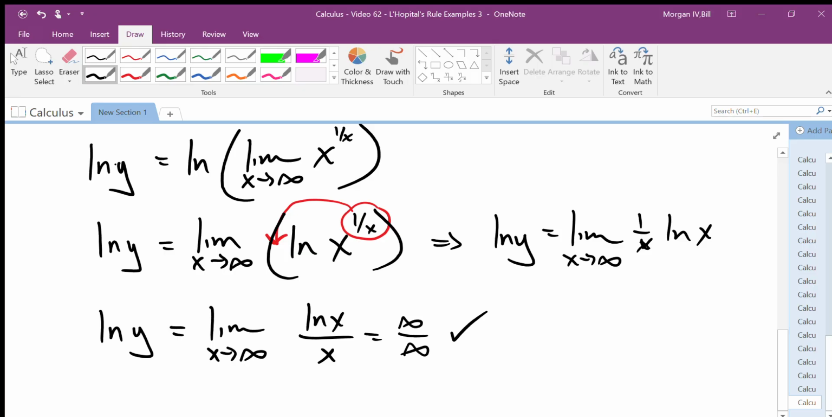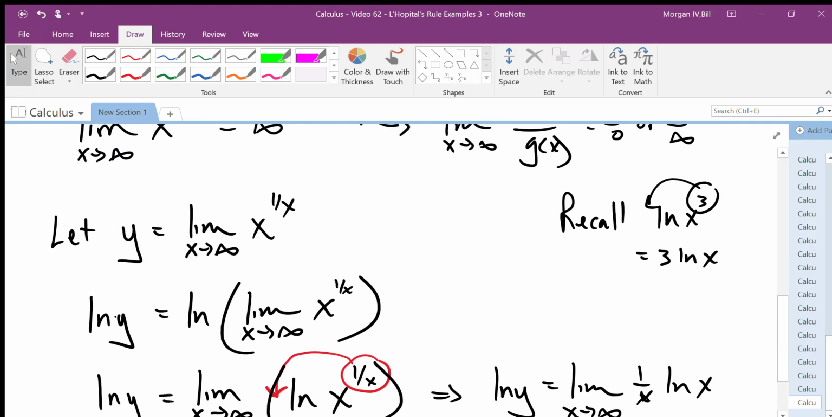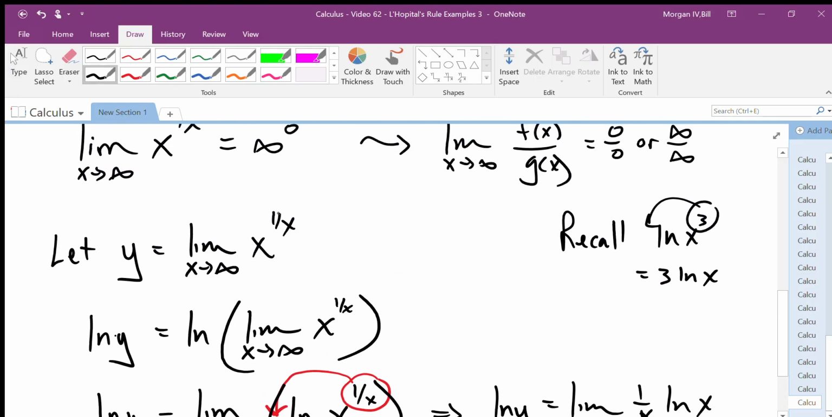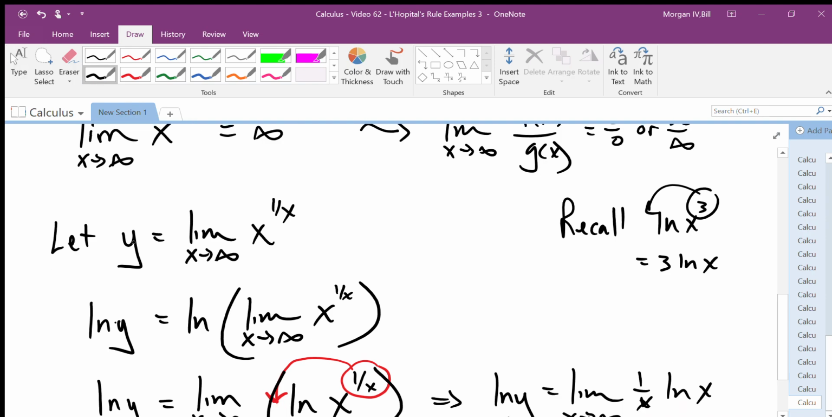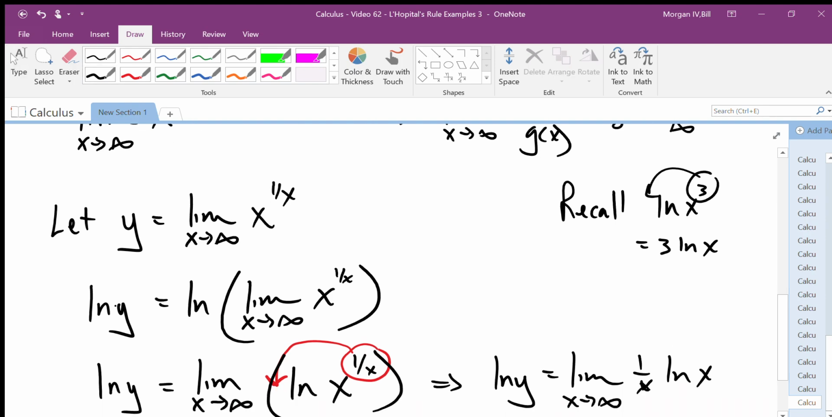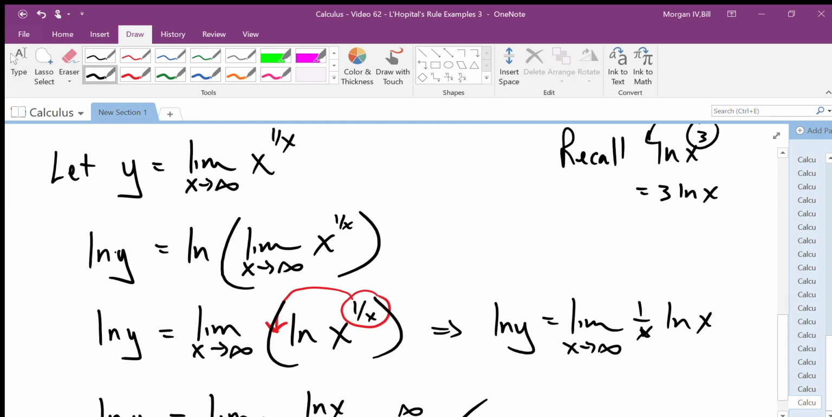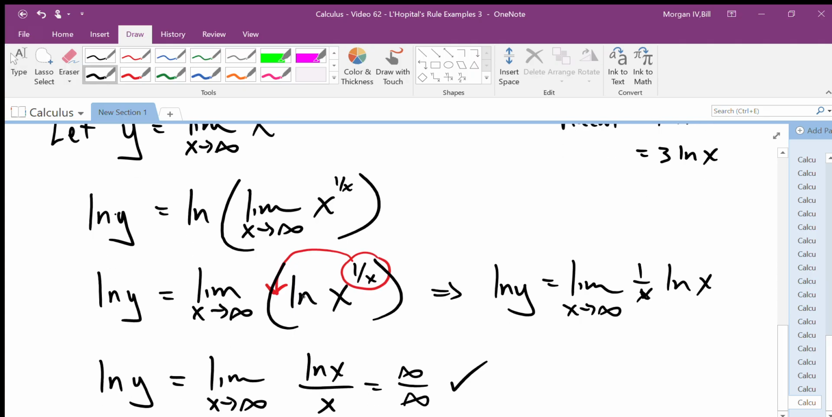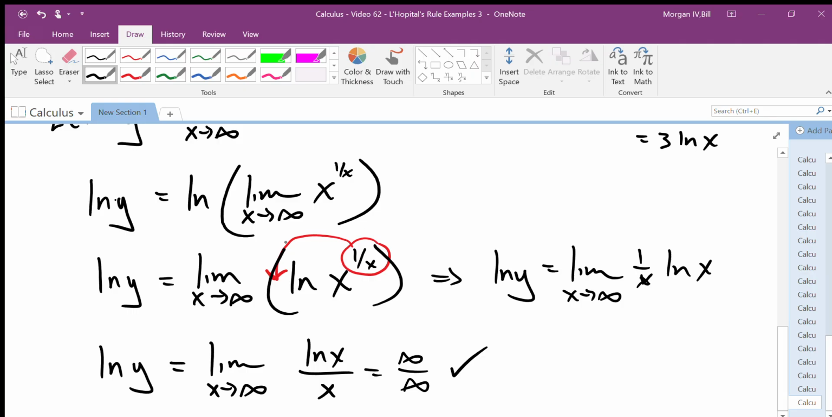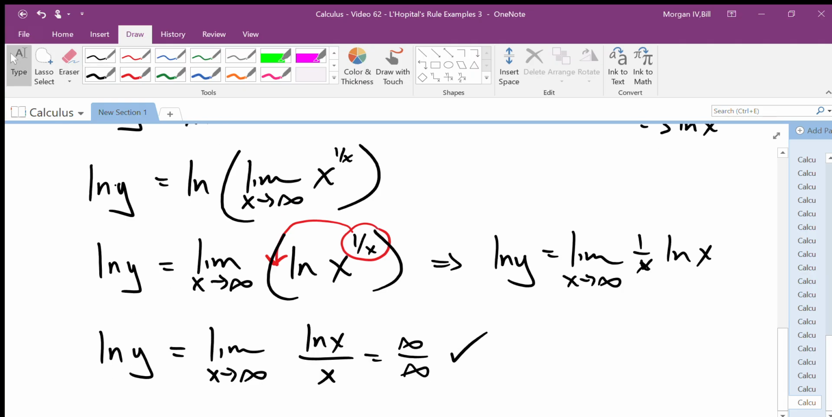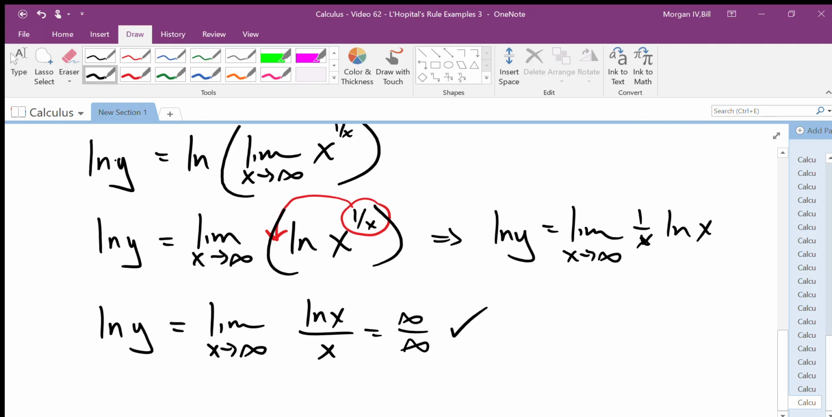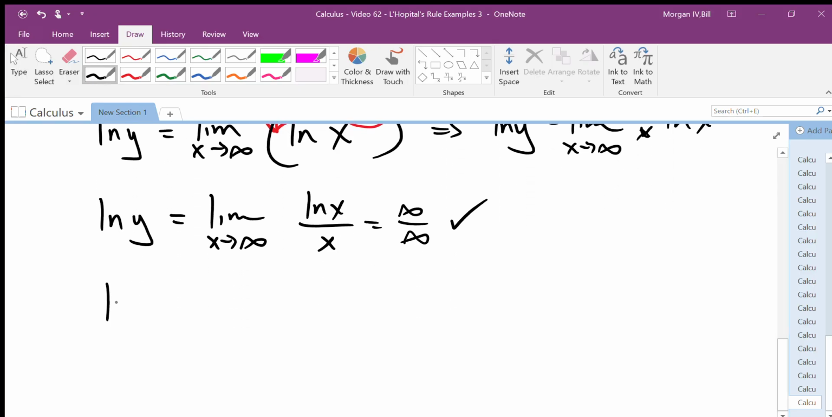So we're not done, but I'll give you a quick recap. Anytime we have a variable to a power variable, we let y equal that whole limit. We take the natural log of both sides. Instead of the natural log of the limit, we can do the limit of the natural log. We take the exponent, we walk it out in front of the natural log, and then we rearrange that so that it's an f of x over g of x with, hopefully, infinity over infinity or 0 over 0. Okay. Now L'Hopital's rule says this.